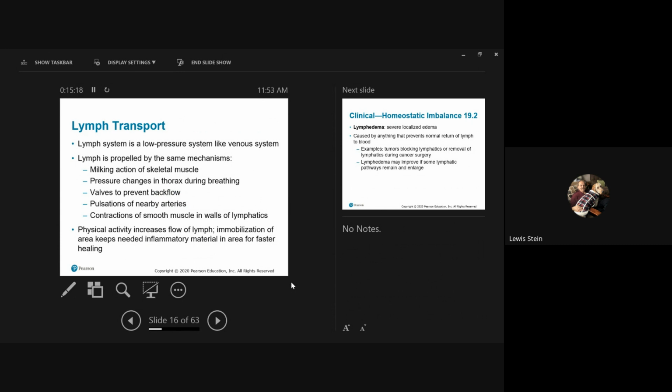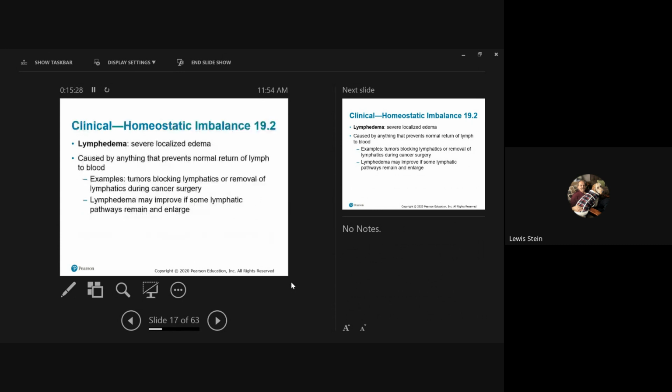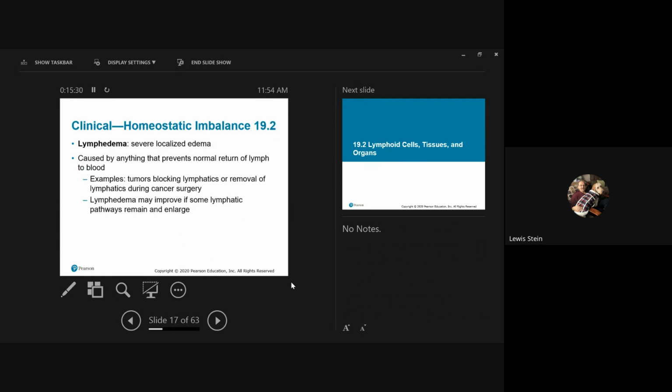Okay, so pulsations of arteries, smooth muscle walls, physical activity, etc. And then I mentioned this before, localized edema, anything that prevents the return. So one of the things, tumors or blockages that are there. Okay, the cancer surgery, that anecdote about Kathy Bates and what happened with her arm.